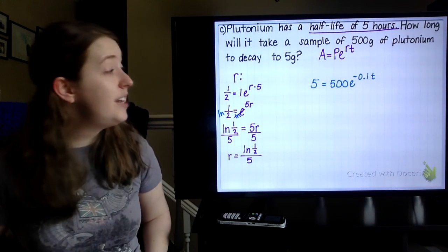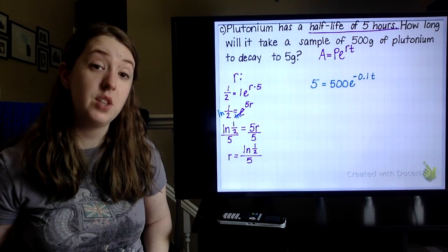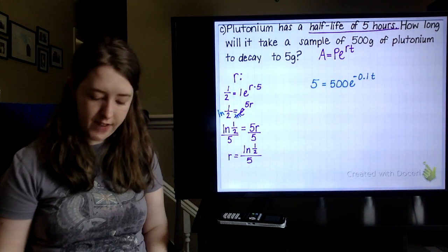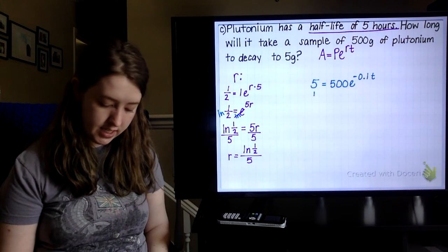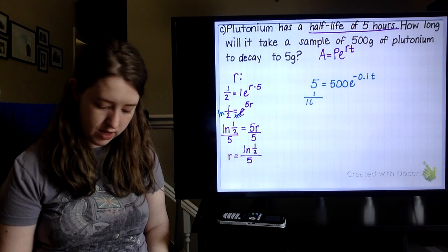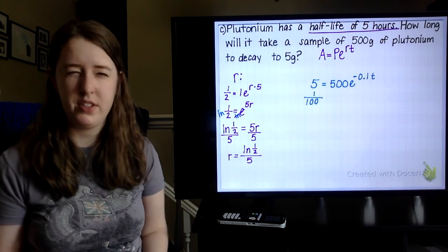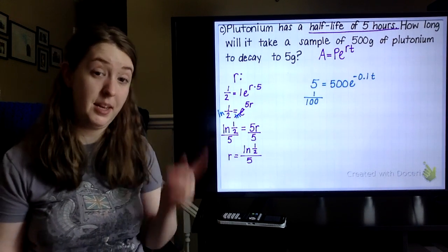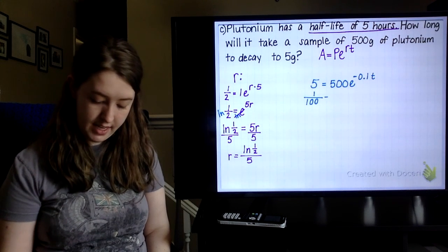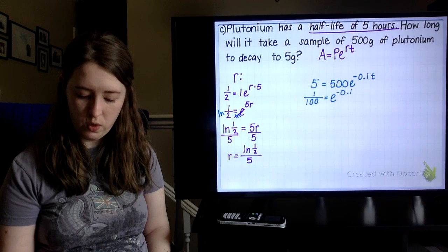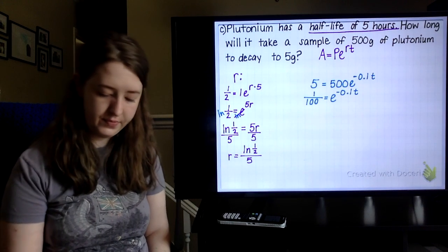Okay, so the next thing we're going to do is start solving for t. So we have to divide by 500. 5 divided by 500 is 1 over 100. You could absolutely leave it as 5 over 500, but for some reason that makes me sad, so I'm just going to keep it like this. 1/100 equals e to the negative 0.138t.